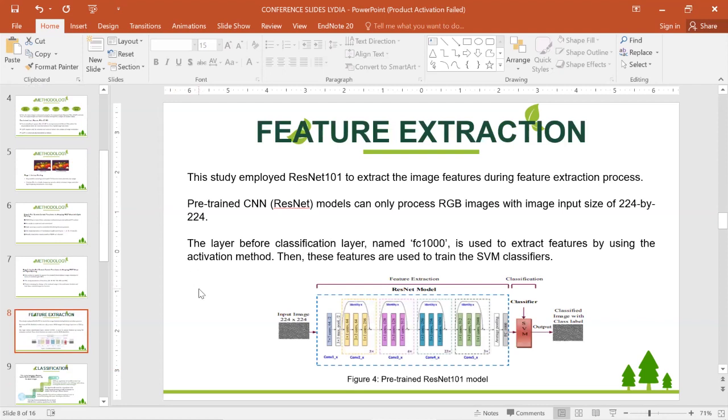This study employs ResNet 101 to extract the image features during the feature extraction process. The pre-trained CNN ResNet model can only process RGB images with an input image size of 224 by 224. The layer named FC1000 is used to extract features by using the activation method. Then, these features are used to train the SVM classifier.